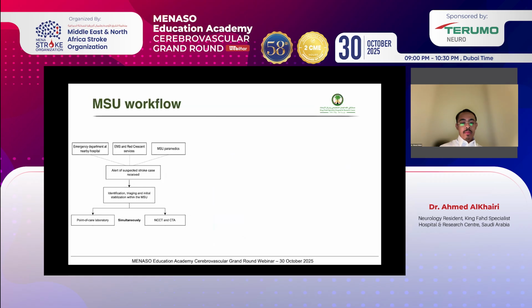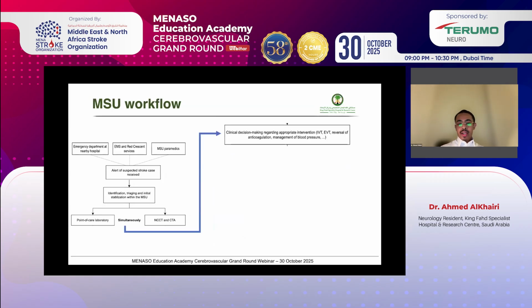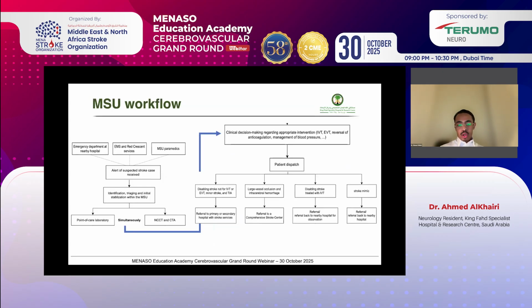So after identification and after triaging the patient inside the MSU, doing the non-contrast CT and the point of care, there will be the clinical decision making to either proceed with IVT, EVT, or reversal of anticoagulation and management of blood pressure. And what we did is also we did a programmed, or a structured, patient dispatch.